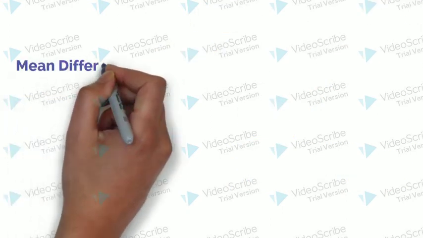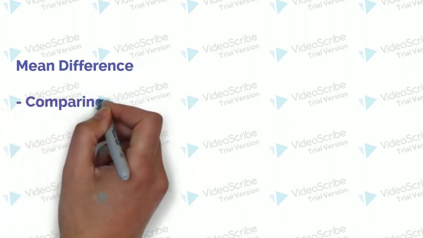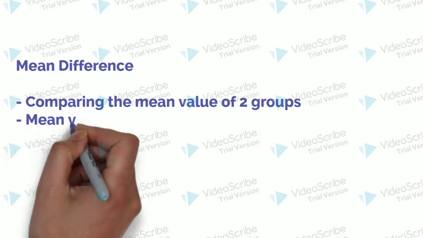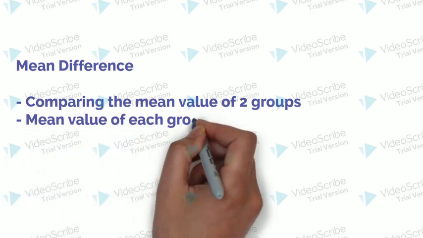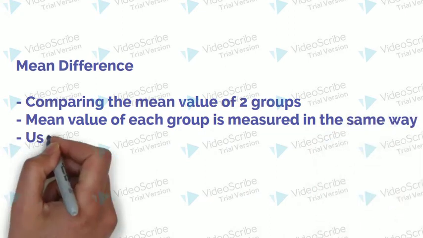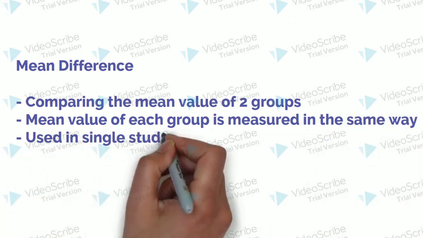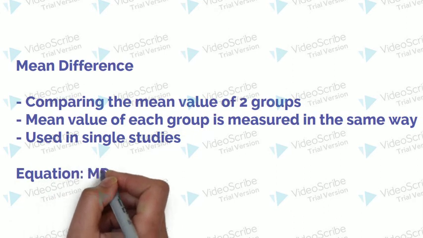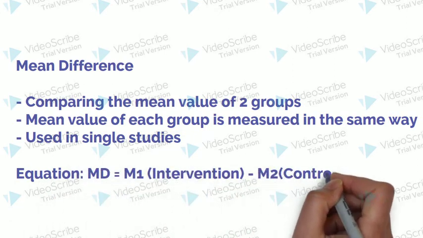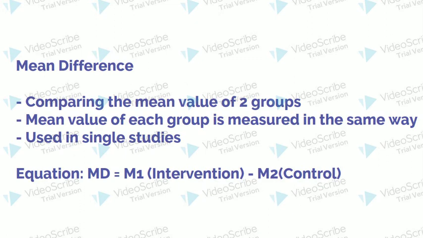So first, we're going to look at mean difference. When you see mean difference, you'll know that you are comparing the mean values between two groups. Each of these groups should be using the same unit of measurement. Oftentimes, you will see these in single studies. So how does this work? You find the mean value of one group and you compare that to the mean value of another group to get the mean difference.